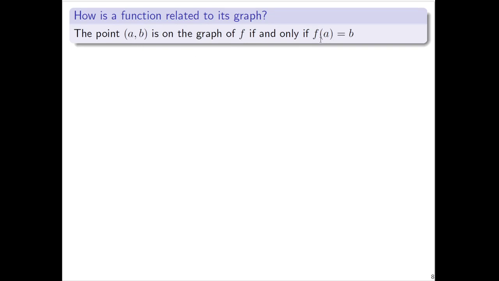Now, let's say you need to find f of a. You're just asked to find f of a, so you don't have b yet. Let's say all you know is a, then you need to go look on the graph for a point where the x-coordinate is a. So let's take a look at some examples of this kind of thing and see what this means.